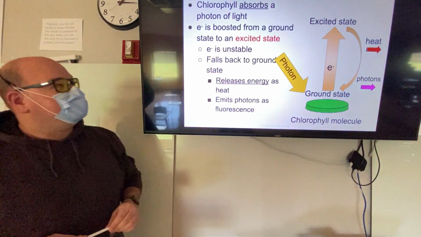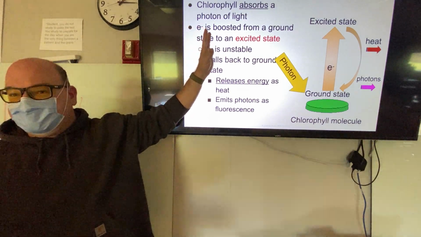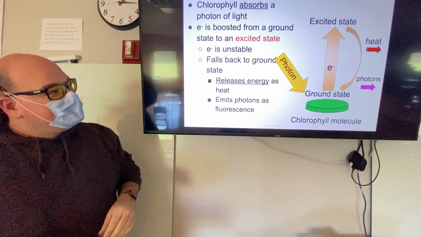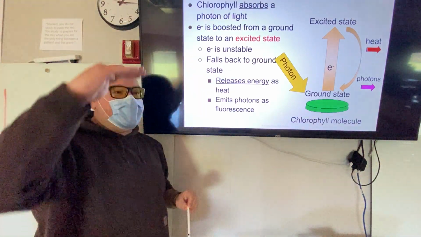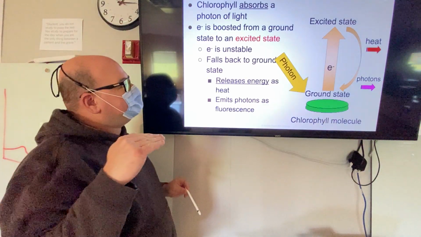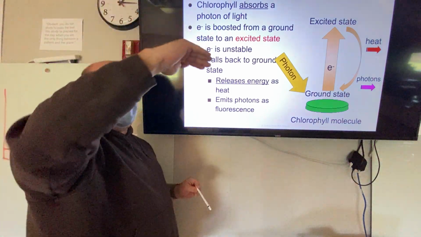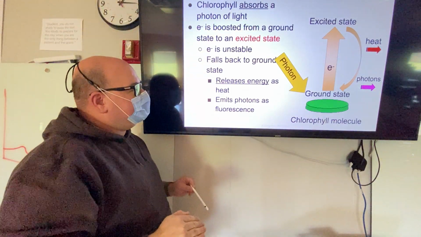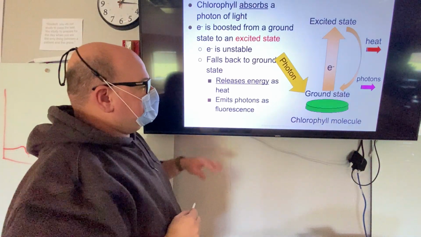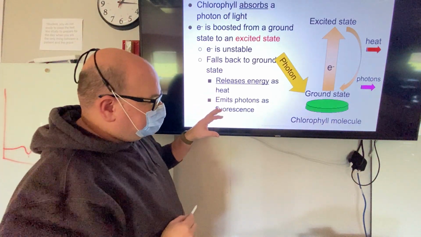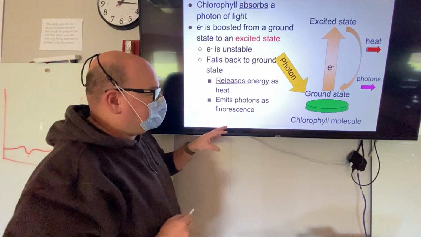So what happens here? You guys remember what an e-negative is, right? We can use that shorthand without anybody getting confused. That's an electron. The electron is boosted from a ground state, that's sort of closer to the nucleus. It goes into this excited state where it's not very stable, and it falls back down. When it falls back down, it releases energy as heat, and it releases photons, okay, as fluorescence or glow.